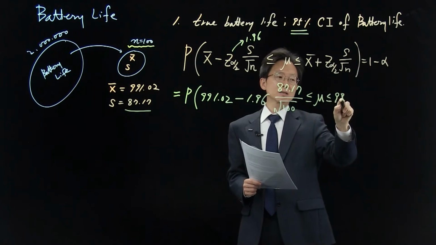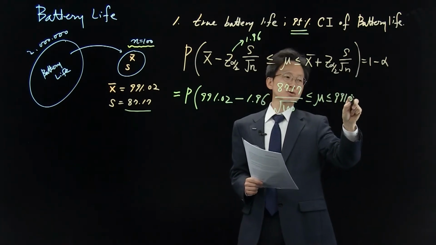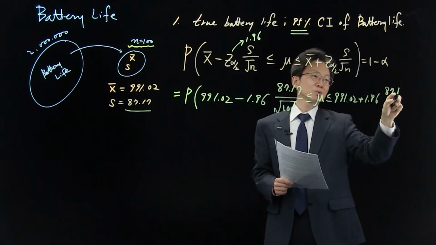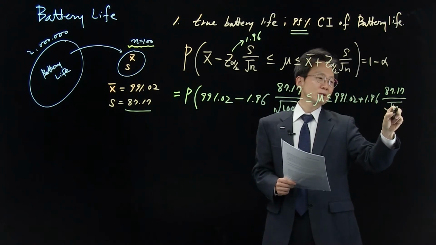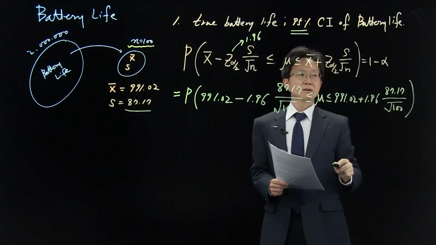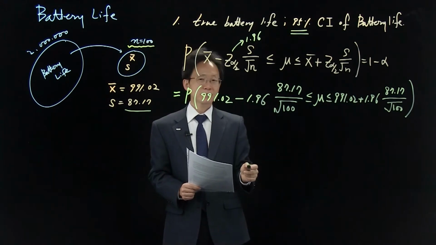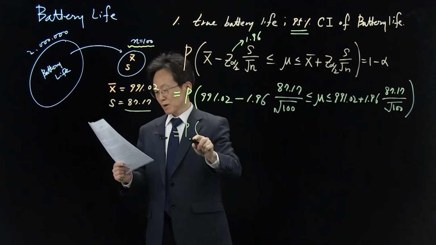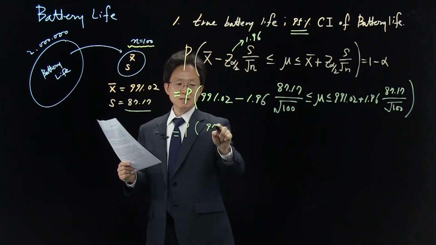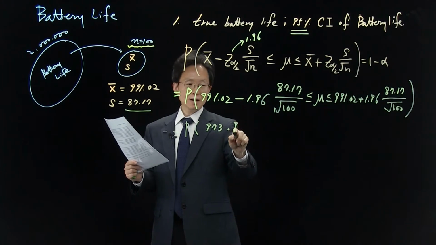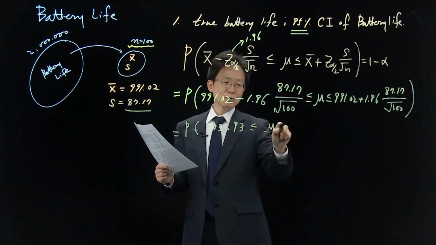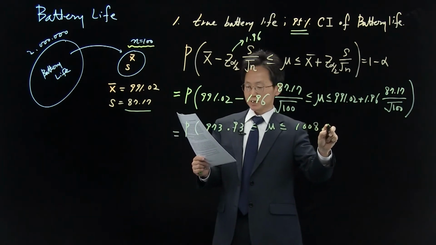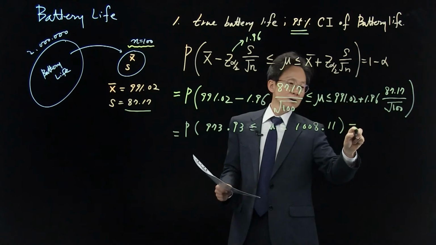And then we have 991.02 plus 1.96 times 87.17 over root n. That's what it is, right? So I hope that you can get all these numbers. Then eventually what we will have is 973.93 less than or equal to mu, less than or equal to 1008.11.